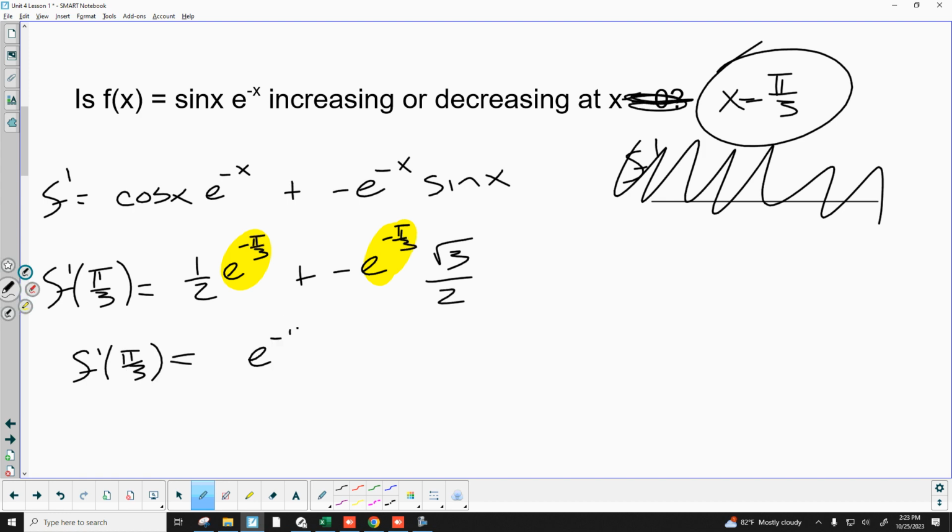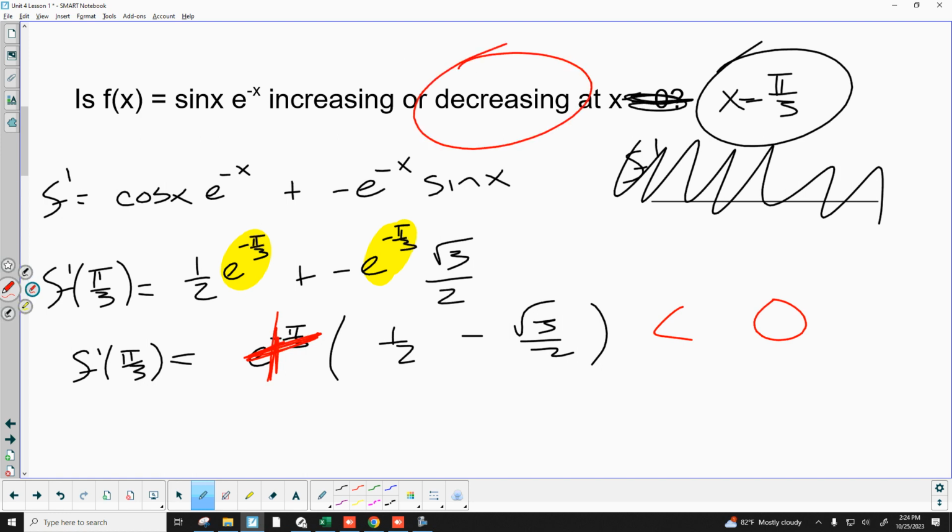e to the negative pi over 3, I just forget about it, and all I care about is 1/2 minus root 3 over 2. This is a big fat positive. I know this is the longer side of a 30-60-90 triangle, so I know this is a bigger number. So 1/2 minus this has to be negative. I don't know exactly what it's equal to numerically, but I know it's negative, which means the function is decreasing. You can factor them before with your x's and then plug in. You get the same result. Cool.